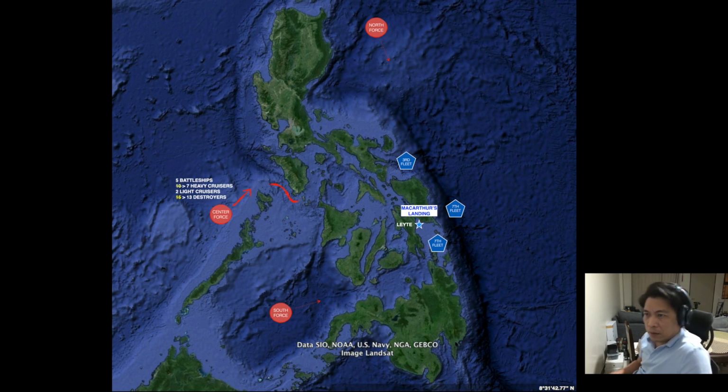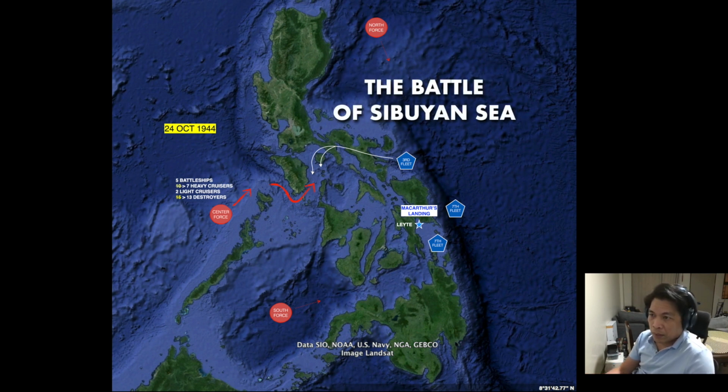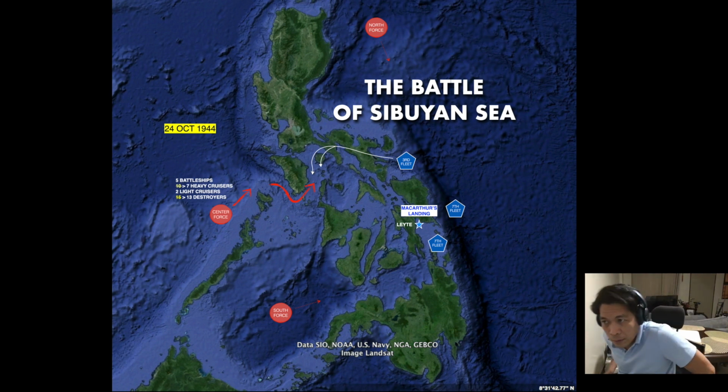So, as the Center Force entered Tablas Strait in the morning of October 24, the Americans were already preparing a welcome party, as this is where the Japanese came into the range of the bombers, and thus the Battle of Sibuyan Sea was about to begin. But first, let's get to know the players and actors.